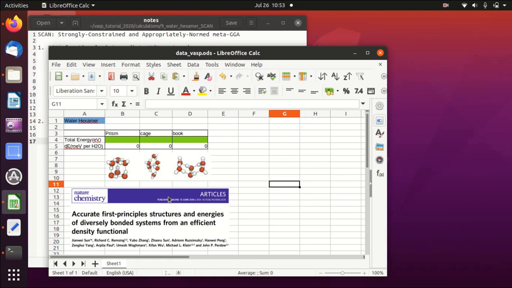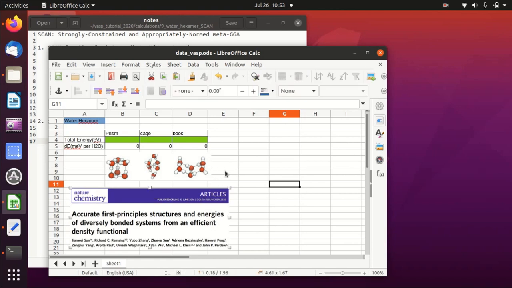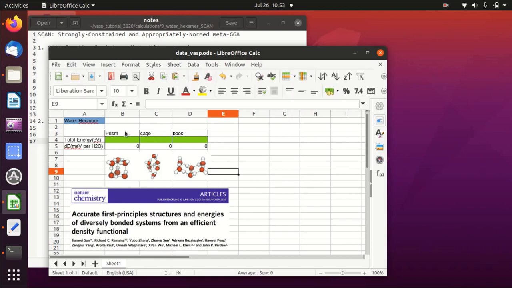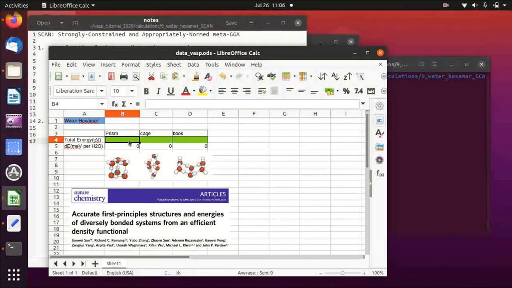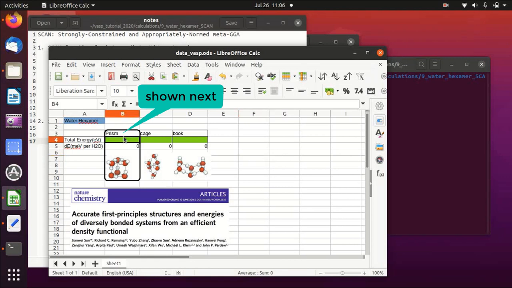For details, please go to this article, and they have detailed calculations on this. Different computation methods give different energy rankings of those three phases. Today we are going to use the SCAN functional to calculate the total energy of those three and compare them. The first calculation that I'm going to show is this prism structure. And you can see that there are three water molecules on the bottom, three molecules on the top. And this is analogous to the prism that we usually see.